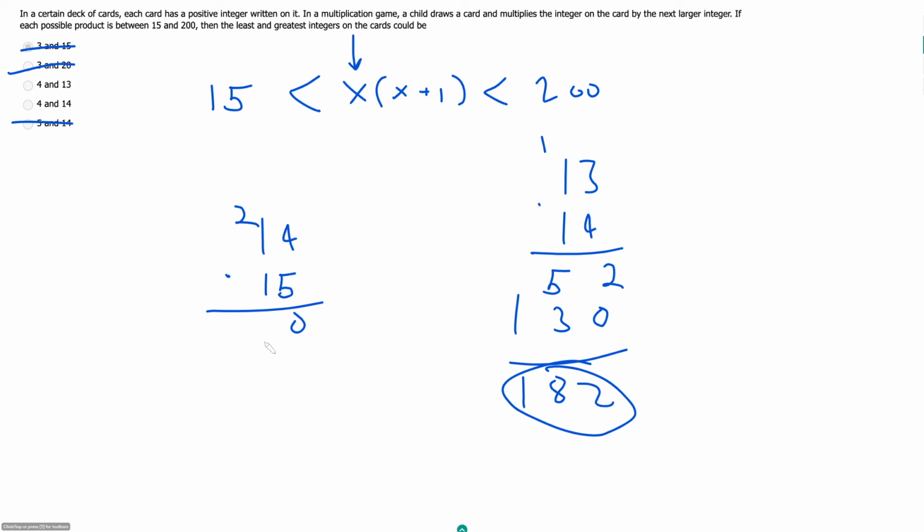14 times 15 is 210. So here we are over. And so if we're looking for the lowest and highest values for x, 4 and 13 are an option. Remember, when we have 13 times 14, this 14 is not a card. So do not choose D as your answer choice. That 14 is just made up based on our card, which was 13. C.